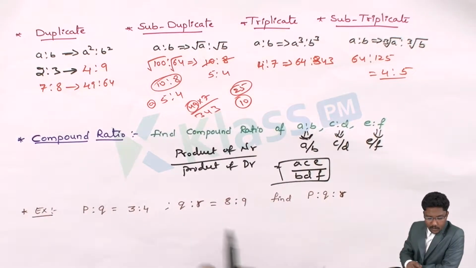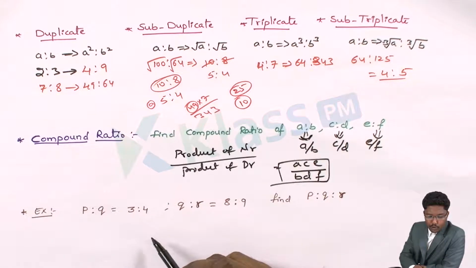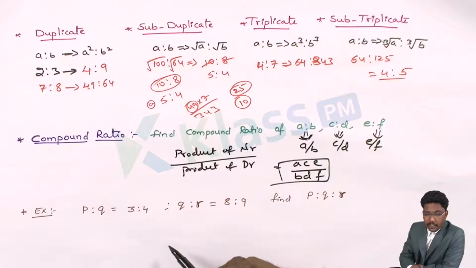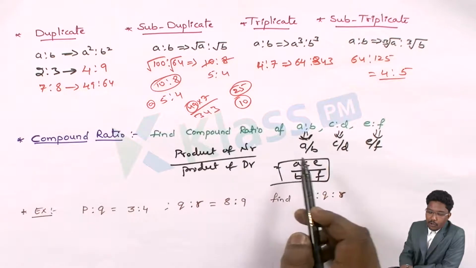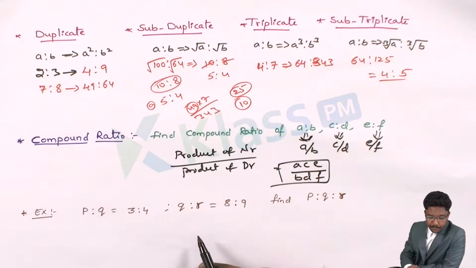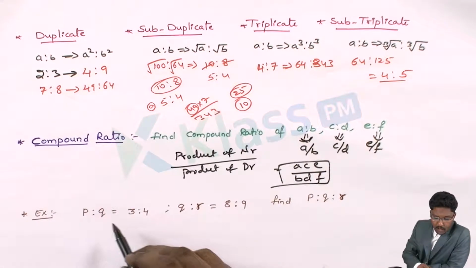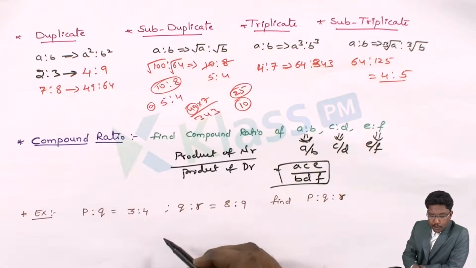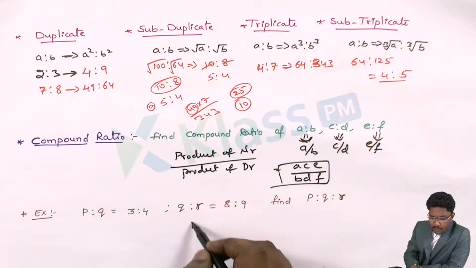Okay, let us solve one example question on this compound ratio. P is to Q equal to 3 is to 4, Q is to R equal to 8 is to 9. Then it is a compound ratio. You can write the compound ratio for any two or more than two ratios; it is not limited to 3. P and Q are in the ratio 3 is to 4, Q and R in the ratio 8 is to 9. Find P, Q, R.